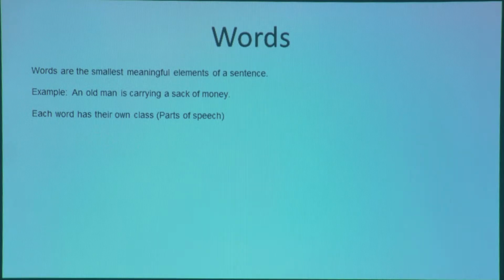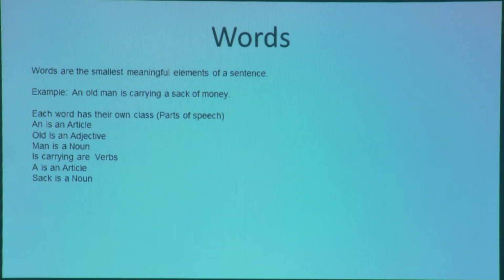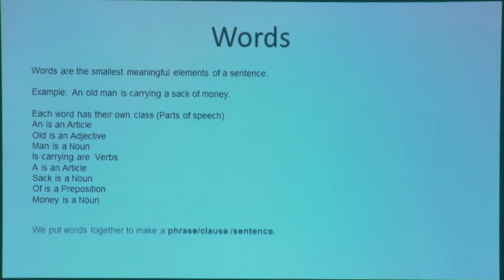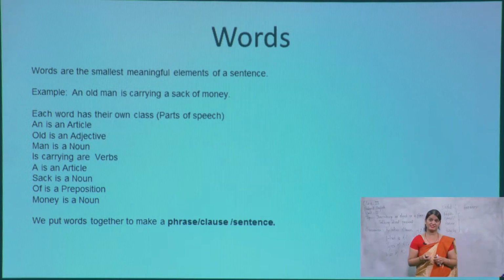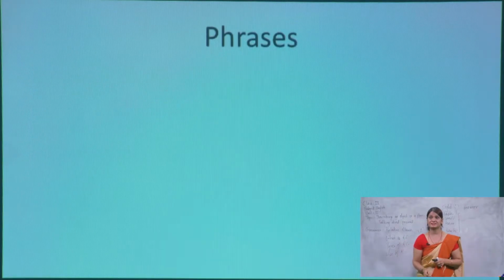So have a look here. Next one, here is the same. An is an article, old is an adjective, man is a noun, is carrying is a verb. A is again an article, sack is a noun, of is a preposition, money is a noun. So we put words together to make phrases, clauses, and sentences. Now let's discuss what phrases are.